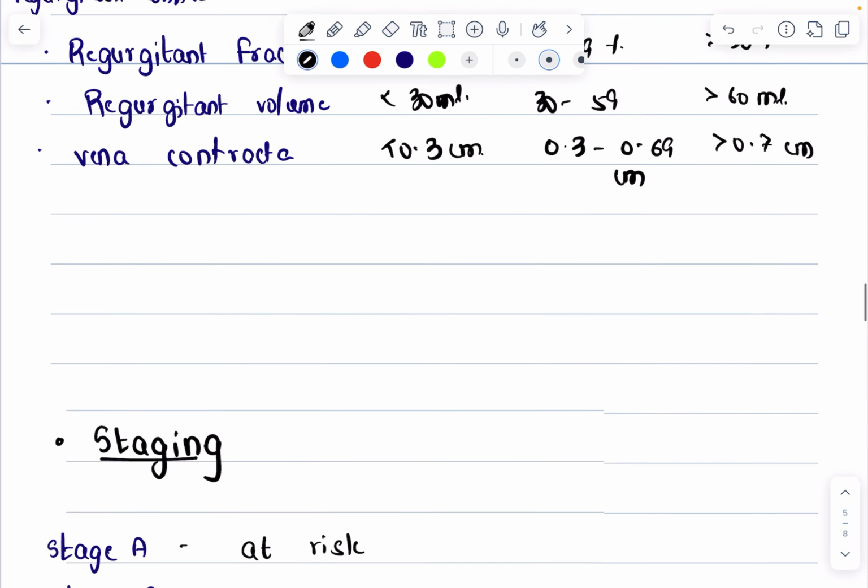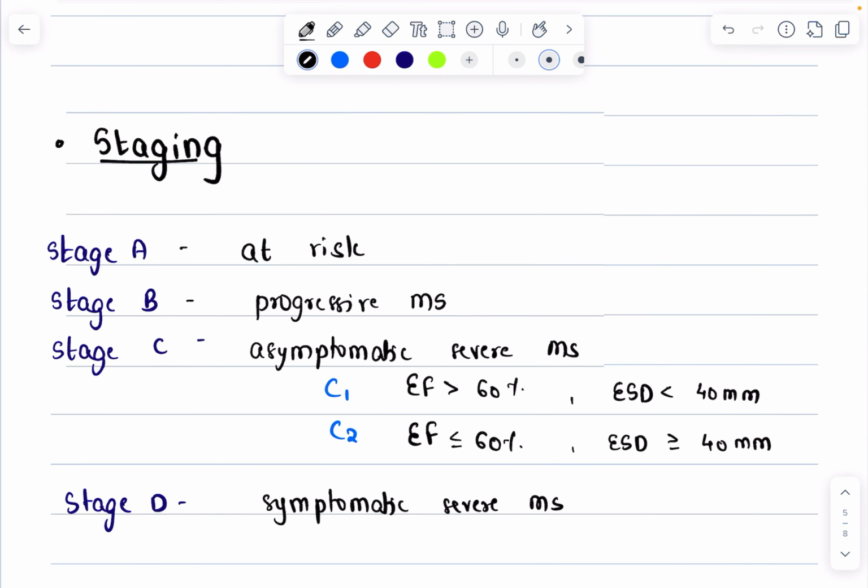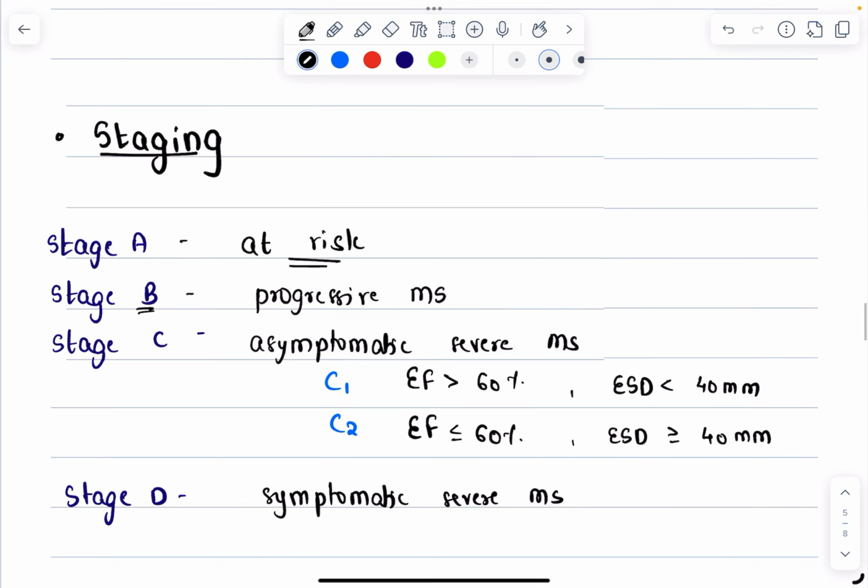Now after this, let us see the staging of MR. Like all the cases, it is the same: stage A, B, C and D. Stage A refers to patients at risk of developing MR. Stage B is patients having progressive MR. It could be mild or moderate MR. And stage C is severe MR, and stage D is also severe MR. But in stage C, the patient is asymptomatic, and in stage D, the patient is symptomatic.